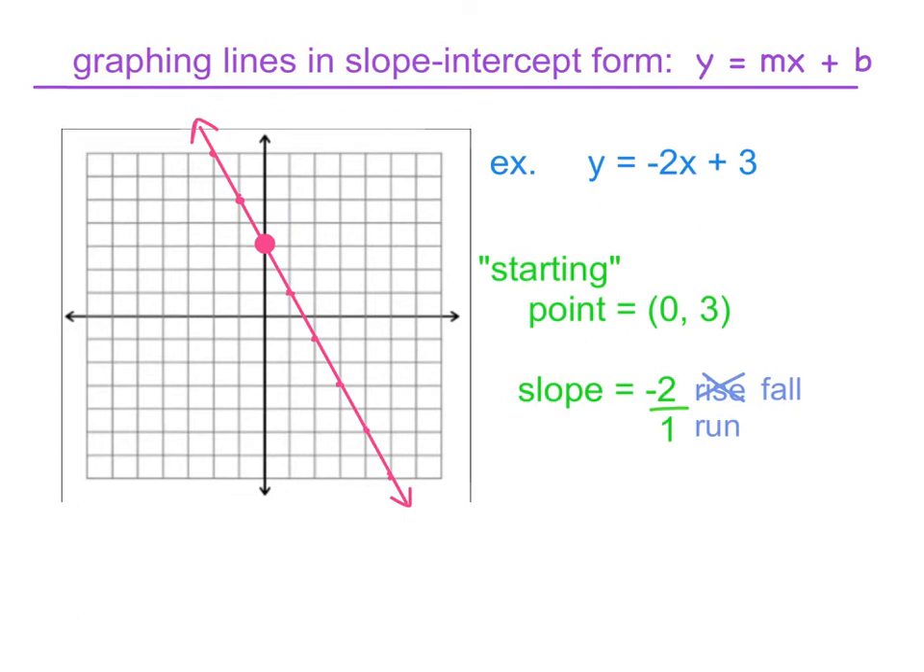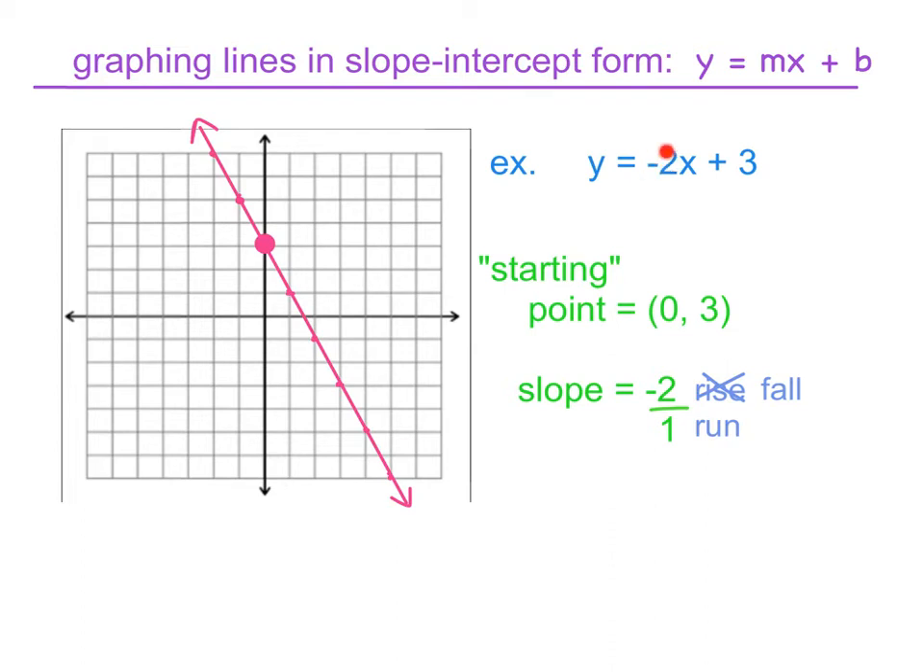Okay, how does yours measure up? Did you find the y-intercept to be at the point 0, 3, which is 1, 2, 3 up from the origin? Were you able to figure out that the slope was negative 2 over 1? So down 2 over 1, and let's talk about that for a second.